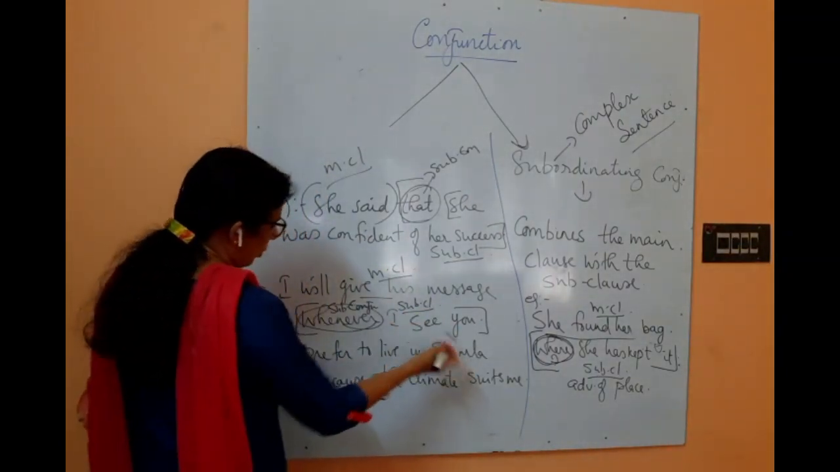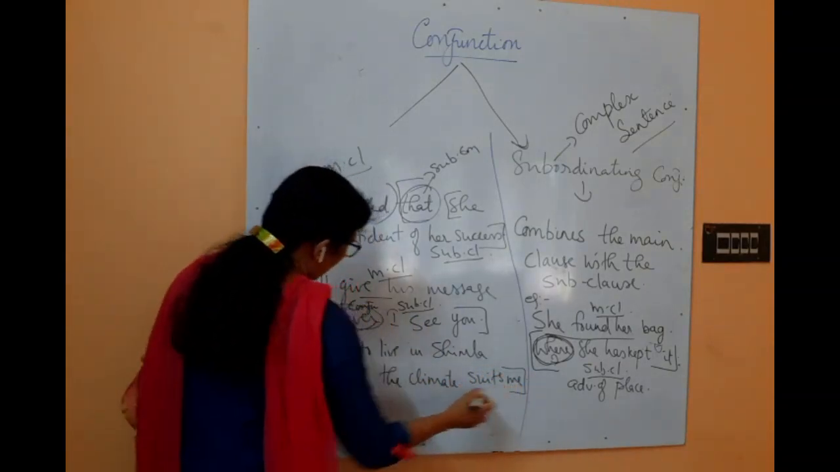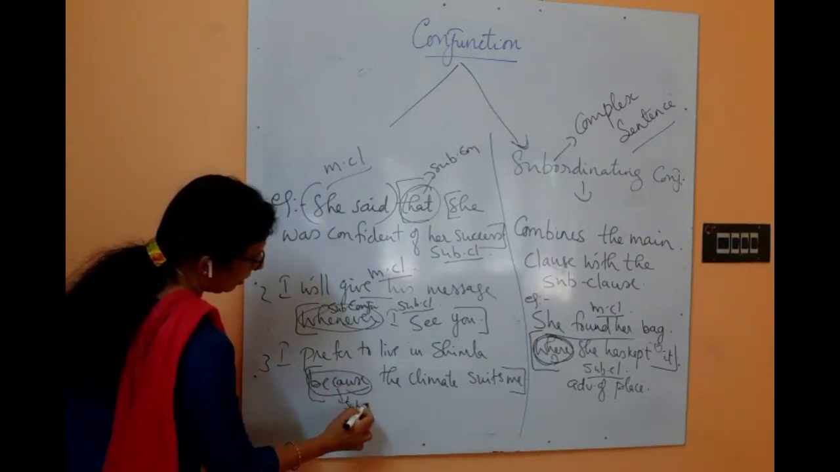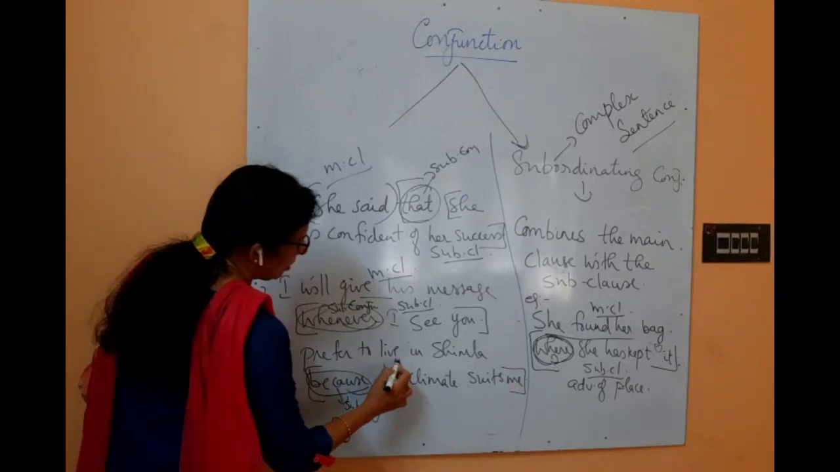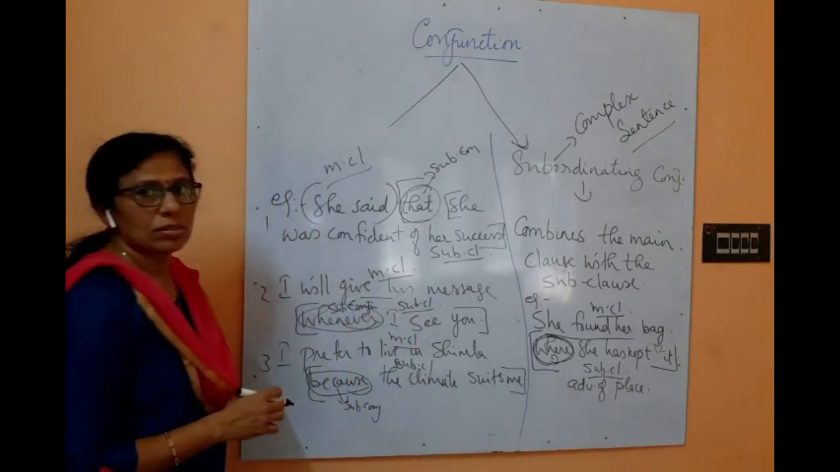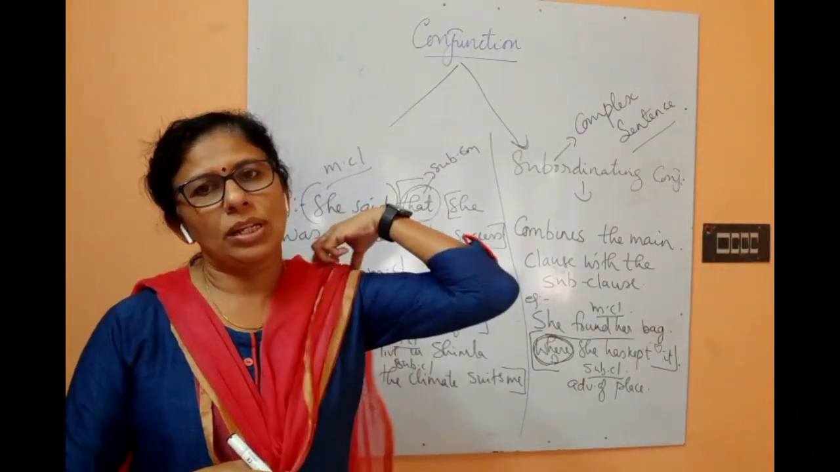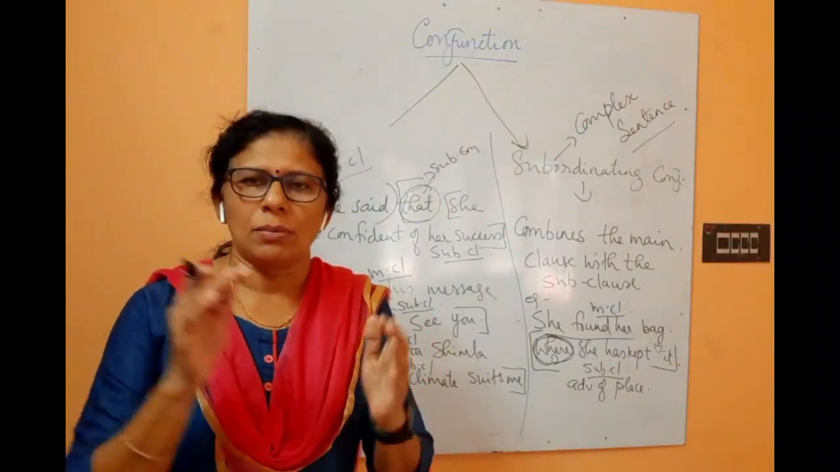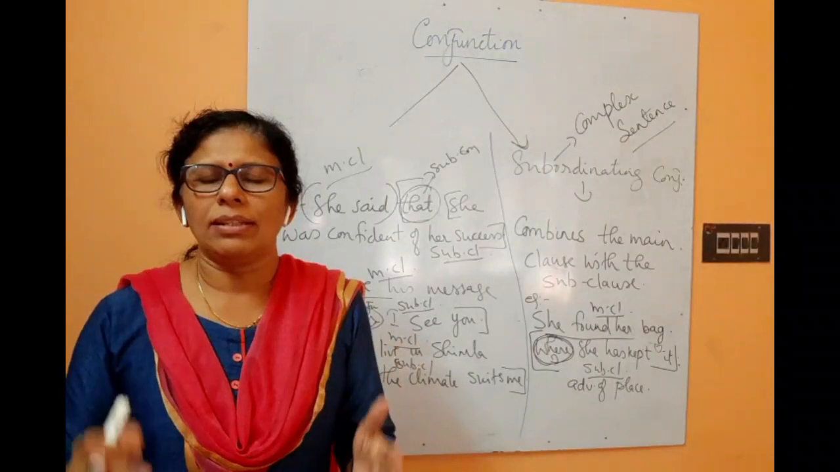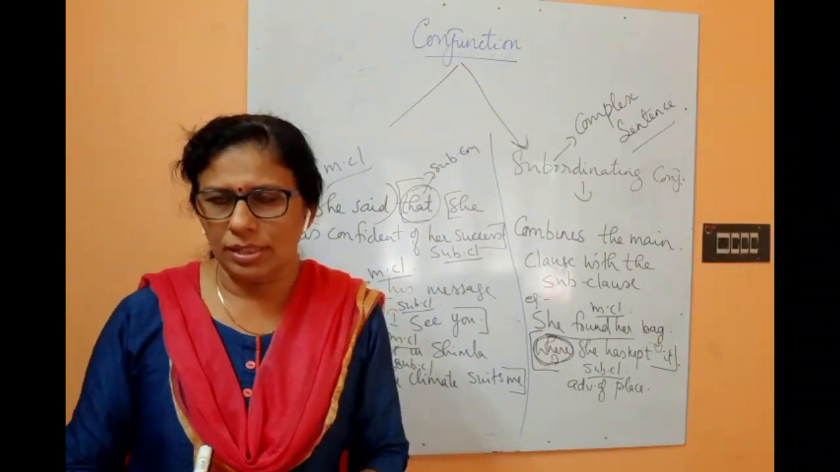I prefer to live in Shimla. Why? Because the climate suits me. You know that because is also a subordinating conjunction. Okay, and this part is the subclause and this one is the main clause. Understood? Okay, so always remember, especially in subordinating conjunction: subordinating conjunction combines the main clause with the subclause, and the subclause begins with the subordinating conjunction.